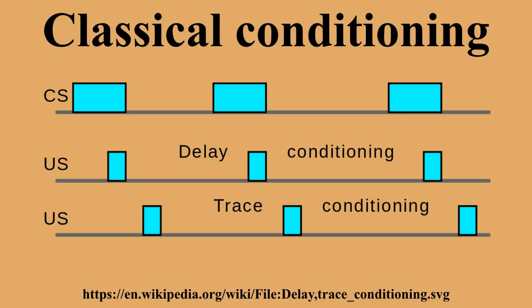External inhibition may be observed if a strong or unfamiliar stimulus is presented just before or at the same time as the CS. This causes a reduction in the conditioned response to the CS.